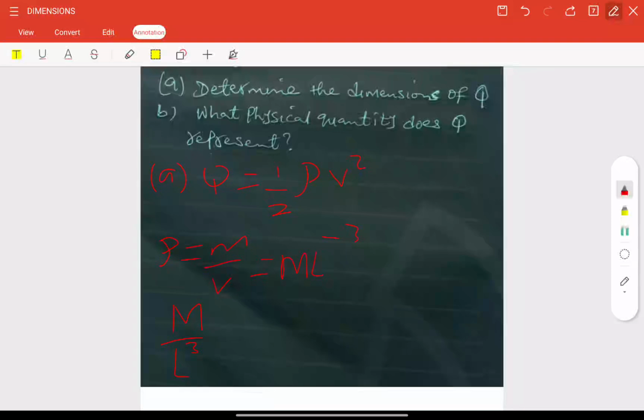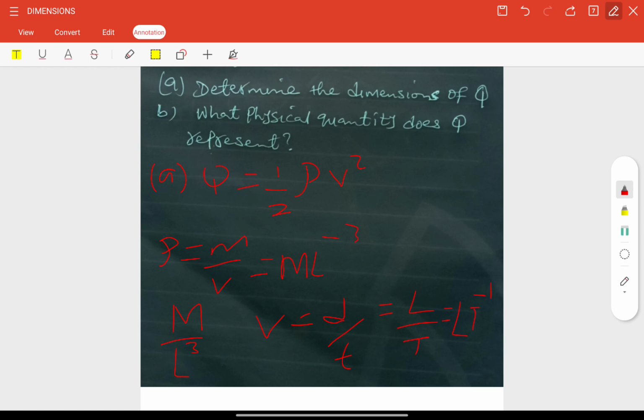Velocity is distance over time. We know this formula. The dimension of distance is the same thing as length, so the dimension is L. The dimension of time is T. That means velocity is actually L T raised to power minus 1. That's the dimension of velocity.